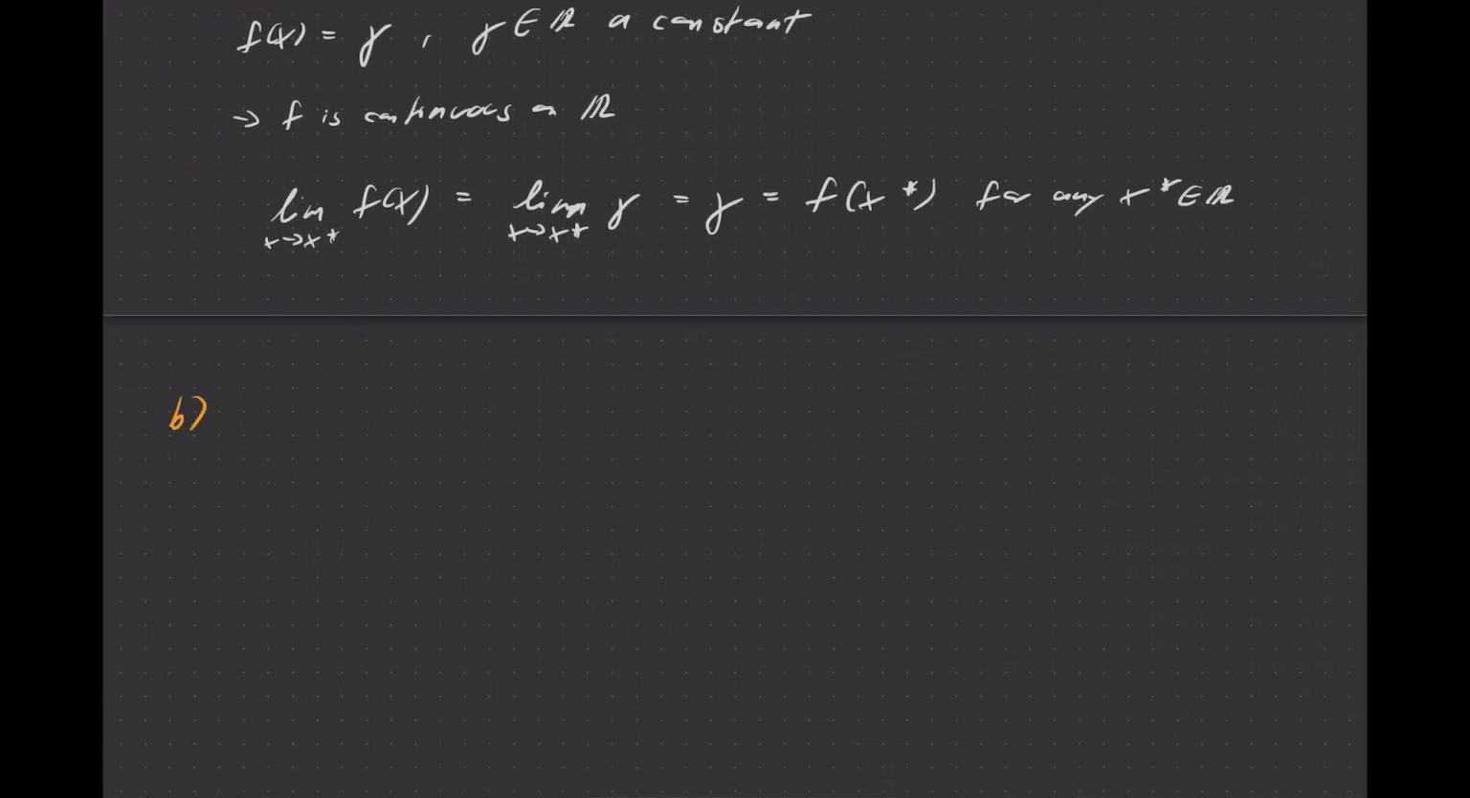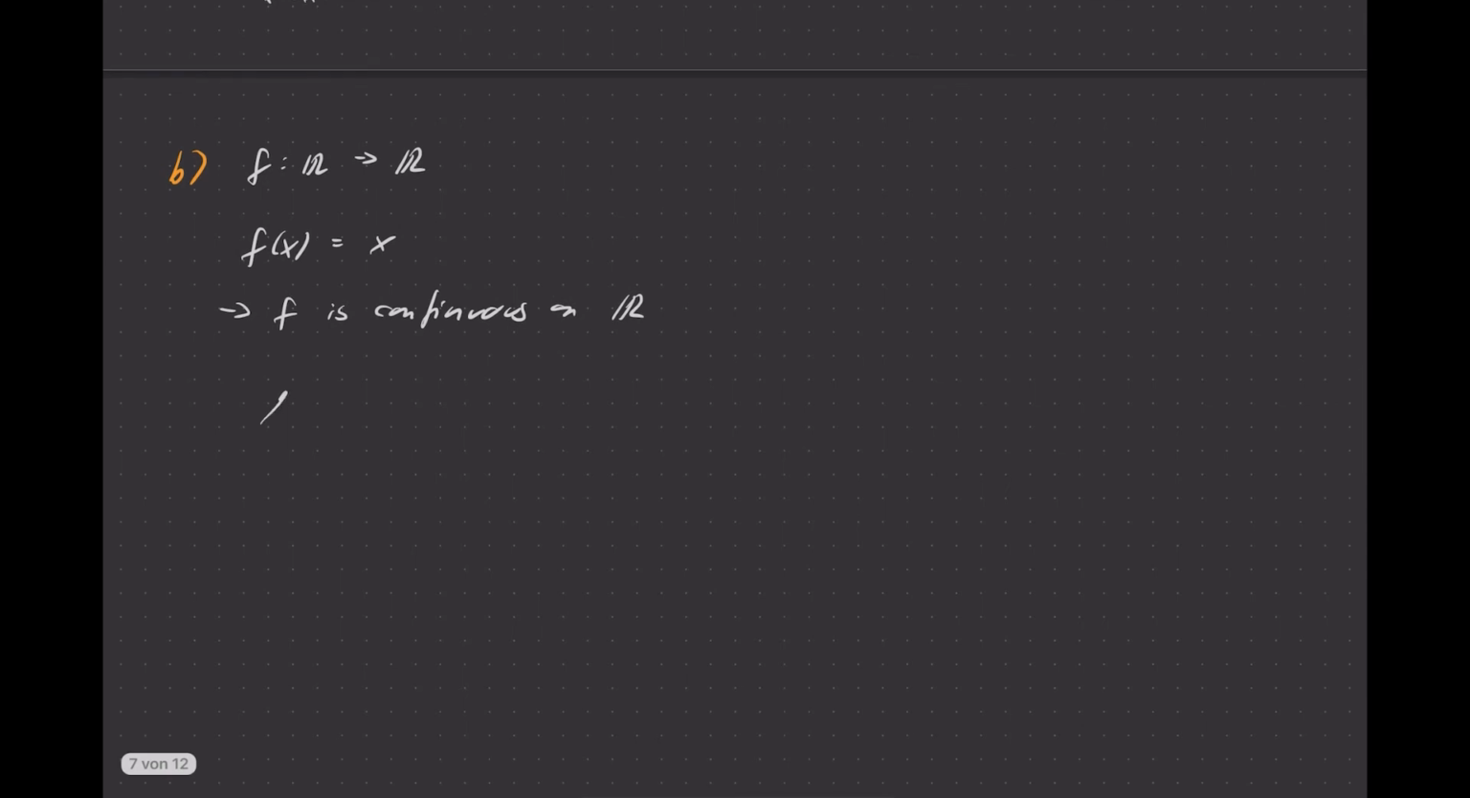Part B, as the next complicated building block, so to say, the function that maps x to itself, the identity. So again, we'll take R as the domain, R as a codomain, and we define f of x as simply x. Again, that function is continuous on R. And of course, that's also easily seen if we compute the limit of f of x as x tends to some x star, then f of x is always equal to x. So that's the same as the limit of x as x tends to x star, and of course that is simply x star, which is equal to the function value of f at x star. So this is a continuous function, and that is true for all x star in the domain.